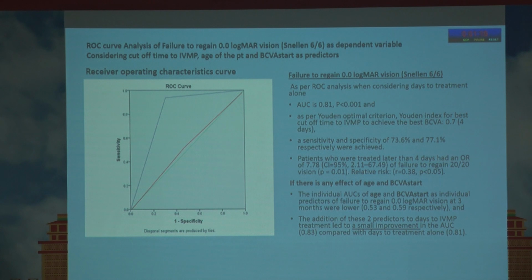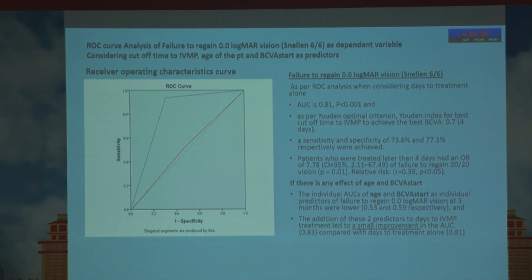This is the ROC curve analysis, with failure to regain 6/6 vision as the dependent variable. The predictors are the cutoff time for IV-methylprednisolone, age of the patient, and best corrected visual acuity. When the cutoff time to IV-methylprednisolone is counted individually, the area under the ROC curve is 0.8. If you consider the age and best corrected visual acuity at start, then the area under the curve is very low. And so the cutoff time for IV-methylprednisolone is important.